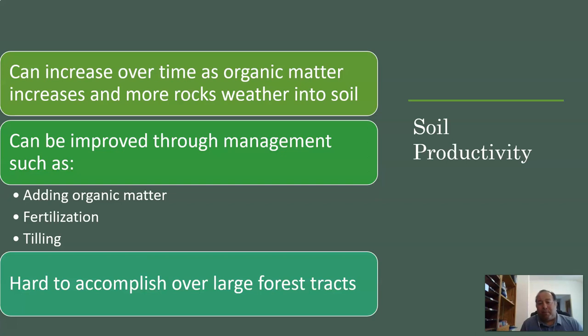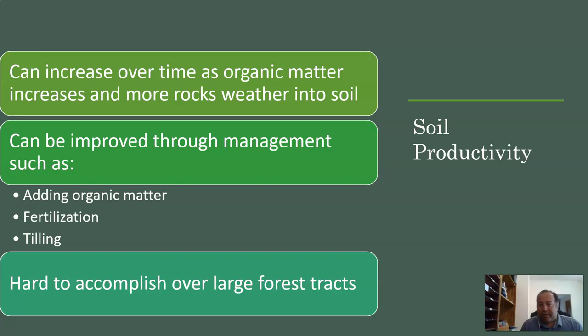It can also be improved through management. If you're adding organic matter, you know, through fertilization, you can till up the land, kind of open it up. That way you can allow more air and more water to get in, and that thus kind of kickstarts the weathering process. So there's ways to make your soil more productive.